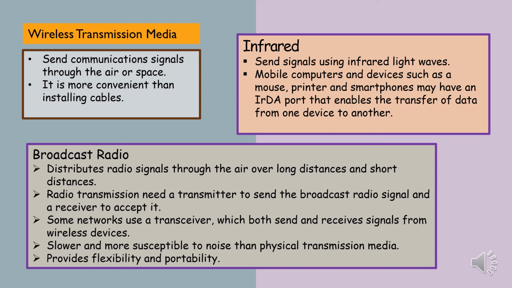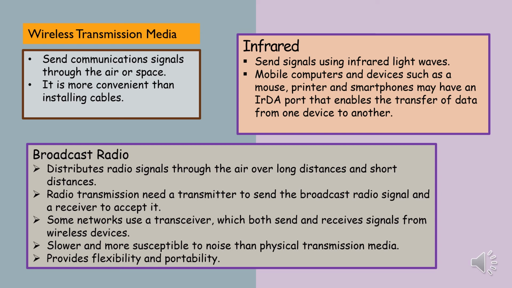Mobile computers and devices such as a mouse, printer, and smartphone may have an infrared data association port that enables the transfer of data from one device to another using infrared light wave.